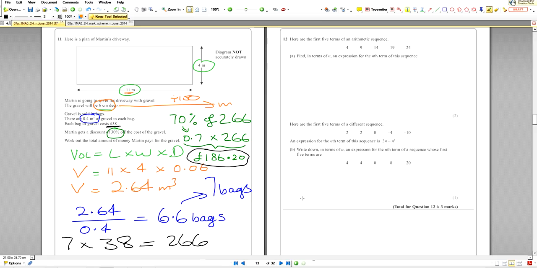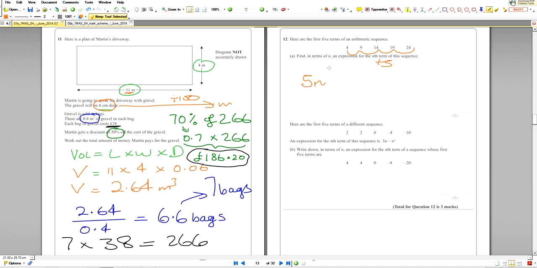Okay, question number 12A. Here are the first 5 terms of an arithmetic sequence. Find, in terms of n, an expression for the nth term of the sequence. So let's have a look. What can we say first of all? It goes up in 5 each time, yeah? 4 add 5 is 9, 9 add 5 is 14. So we're going up in 5s. If it goes up in 5s, that means the pattern will contain a 5n.